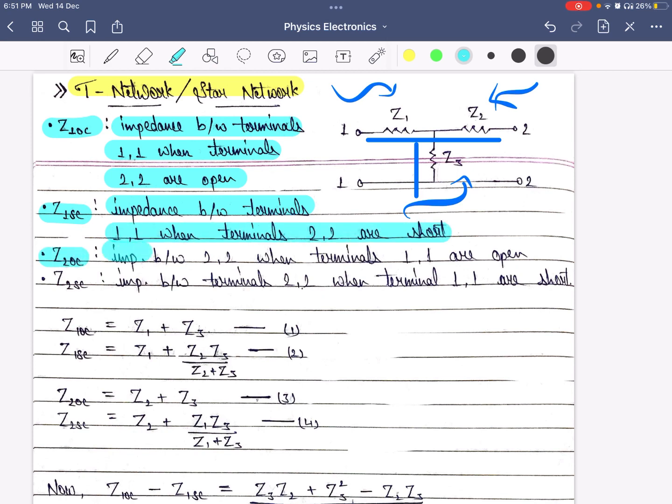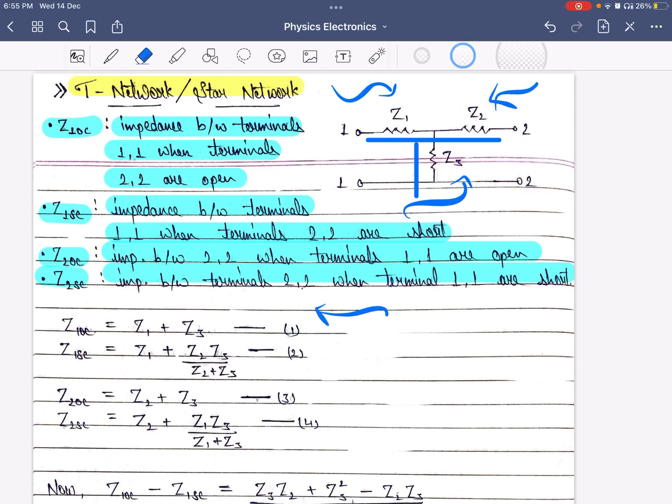Z2OC, it is the impedance between output terminals when input terminals 1-1 are open. And Z2SC, it means the impedance between output terminals 2-2 when input terminals 1-1 are short. So from the definition of Z1OC, output terminals 2-2 are open, then there will be no flow of current through the impedance Z2. Then Z1OC is equal to Z1 plus Z3.